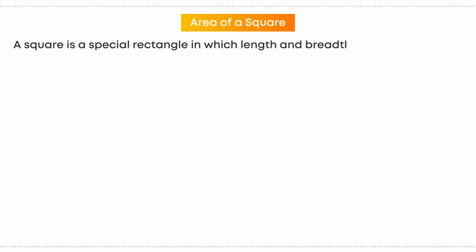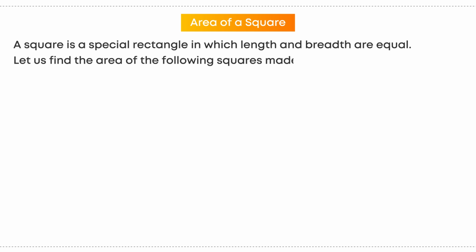Area of a square. A square is a special rectangle in which length and breadth are equal. Let us find the area of the following squares made of unit squares, each of side 1 centimeter.